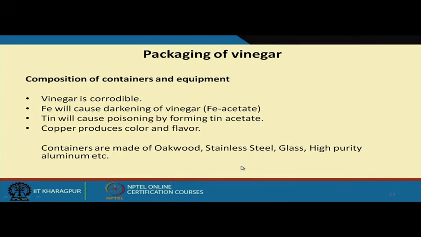That is usually the packing material, the composition of the containers. Vinegar is corrosive, and iron will cause darkening of the vinegar, and tin will cause poisoning by forming tin acetate. Copper produces color and flavor, so this is not required. So the containers should be of proper quality, and should be made of either oak wood, stainless steel, glass, or high purity aluminum.